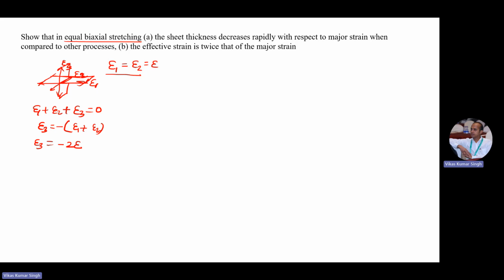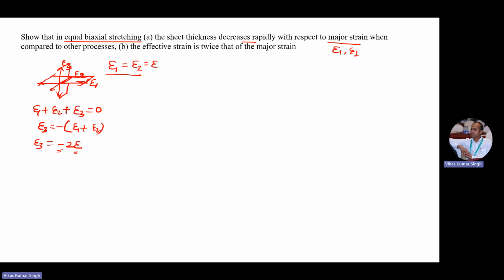It means that when in-plane stretching is there, the third dimension deformation will be twice that, so it will be much faster in the thickness direction. This means the sheet thickness decreases rapidly with respect to the major strain. The major strain is epsilon 1 and epsilon 2, and the thickness direction is decreasing rapidly. The minus is telling the decrement, and epsilon is the major strain in plane. So this is proved.